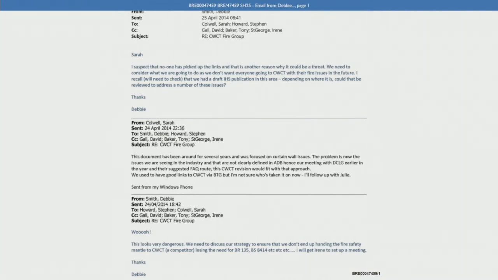And then if we look at page 1, we can see that you respond to Stephen Howard and Sarah Colwell, copied to David Gall, Tony Baker, and Irene St. George. And you say, woo, this looks very dangerous. We need to discuss our strategy to ensure we don't end up handing the fire safety mantle to CWCT, a competitor, losing the need for BR135, BS8414, etc., etc., etc. I will get Irene to set up a meeting. Thanks, Debbie. What was your point?